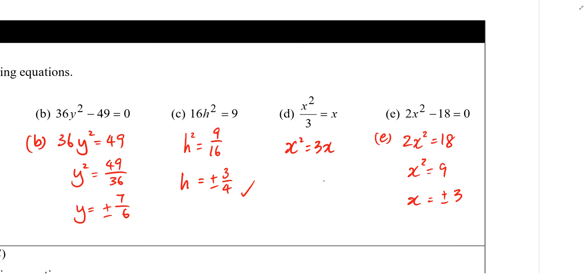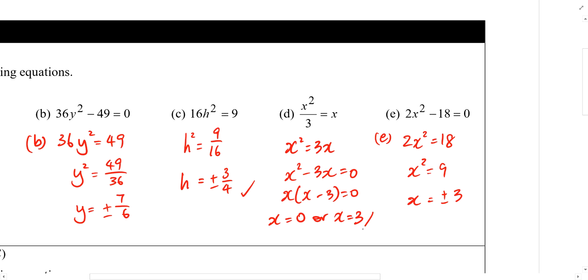Okay, so Dini, what is the next step? x squared minus 3x equals 0. Okay, now Sheldon, your turn again. What should we do next? You may factorize the x out, okay? x times x minus 3 equals 0. Therefore, x equals 0 or x equals 3. Okay?